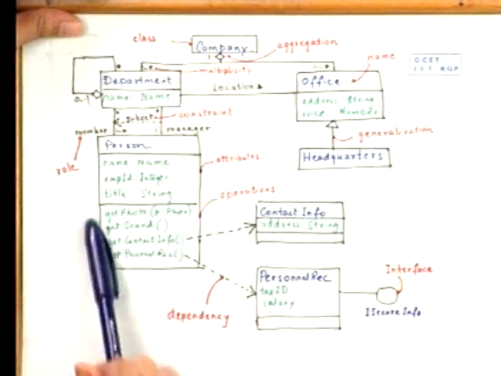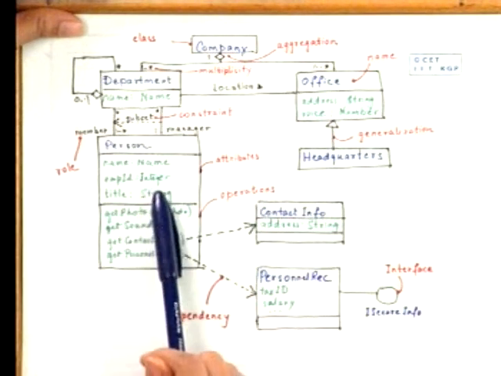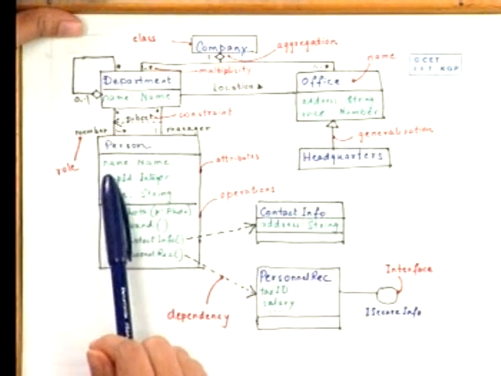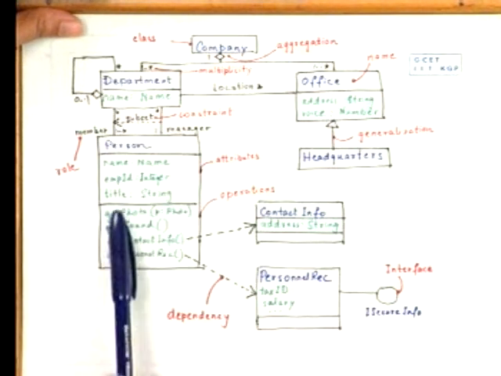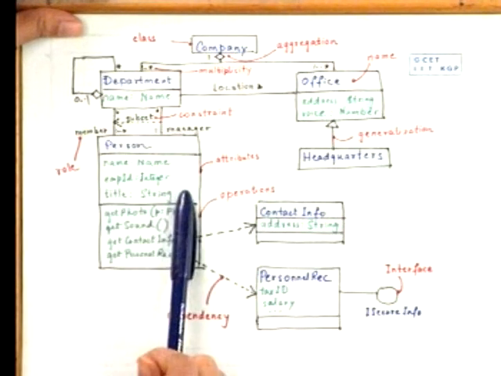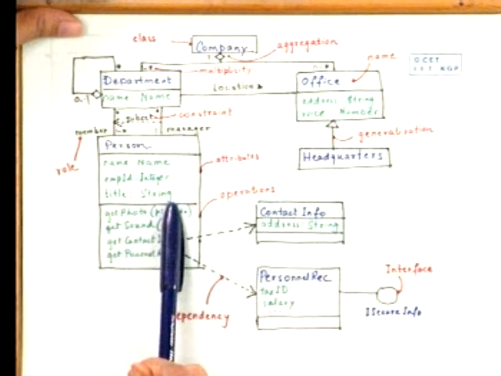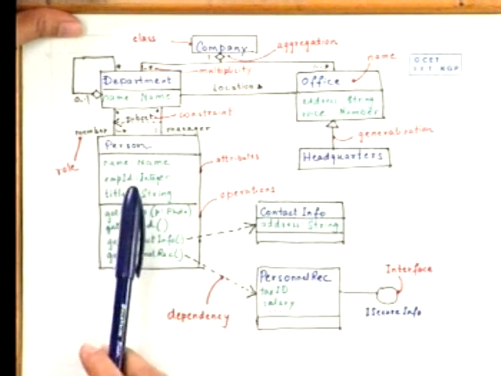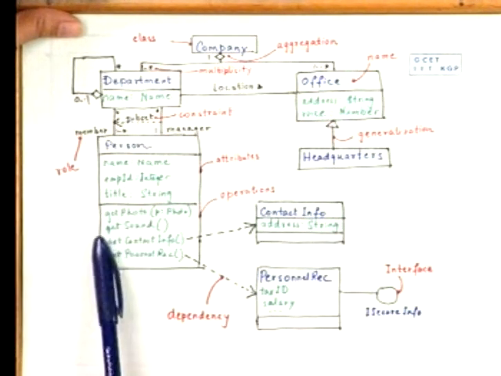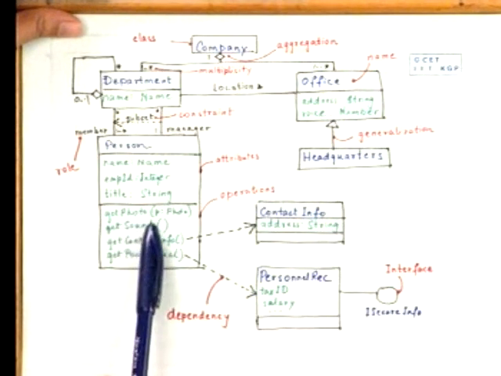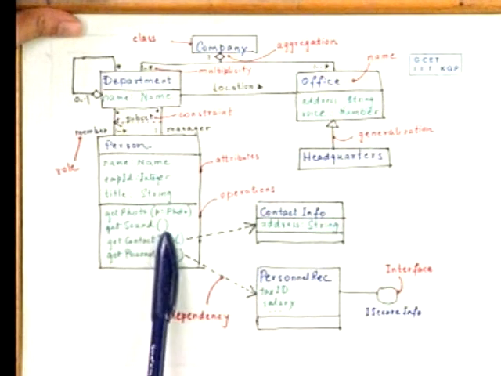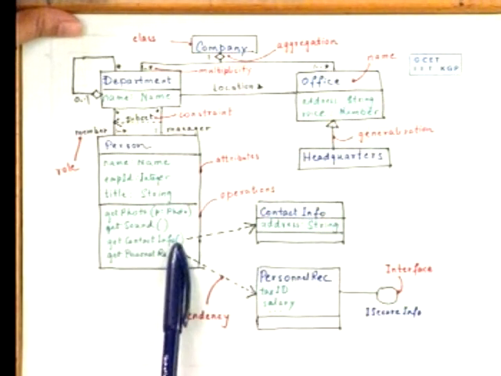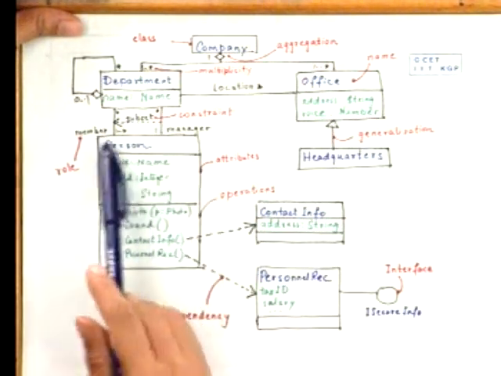There is another class called person with some attributes. The attributes of person are name of type name, employee ID of type integer, title of type string. And the operations defined on person are get photo, which takes P of type photo, get sound, get contact information, get personal record. So this is the class person.